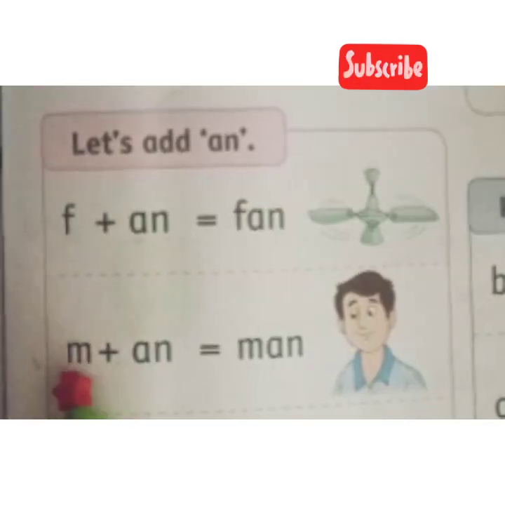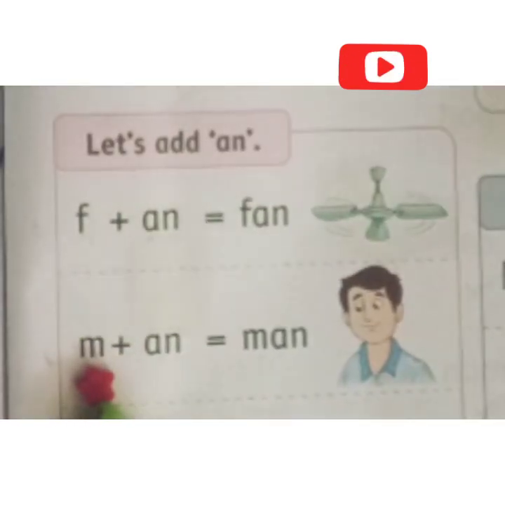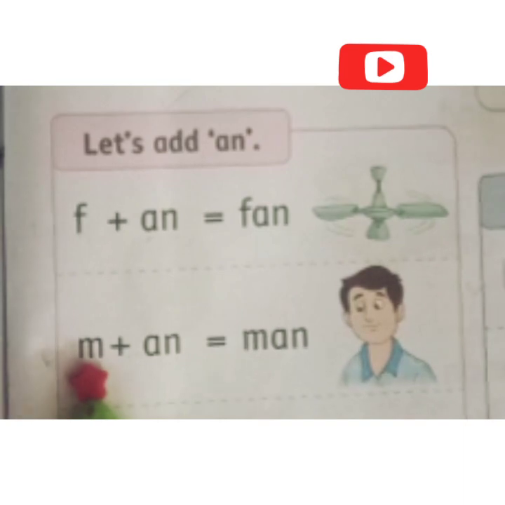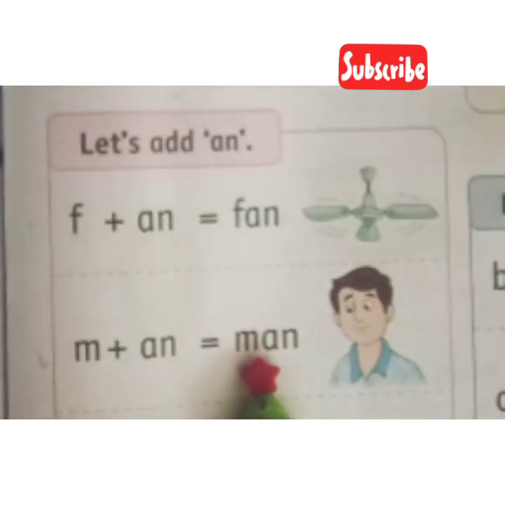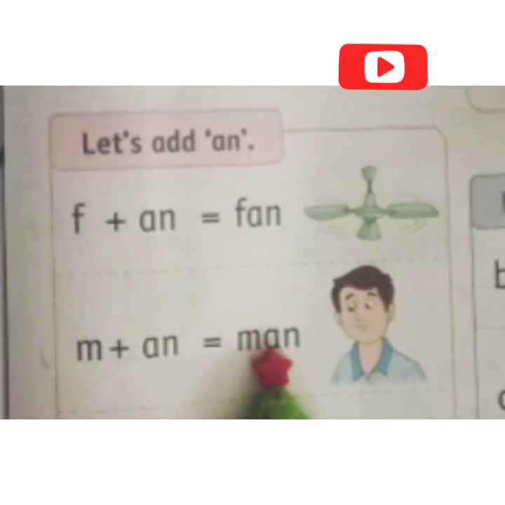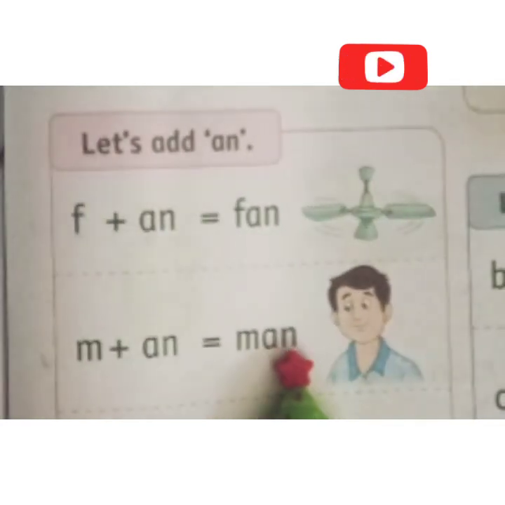Fan. This is letter M. M says M. Add A, N. An. It makes the word A, N. Man.